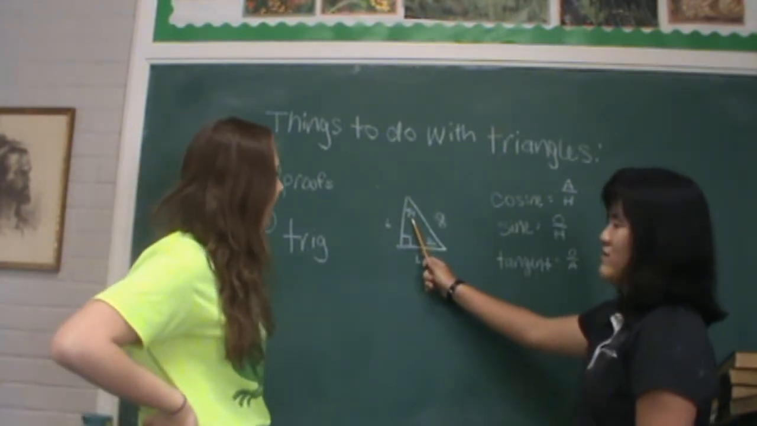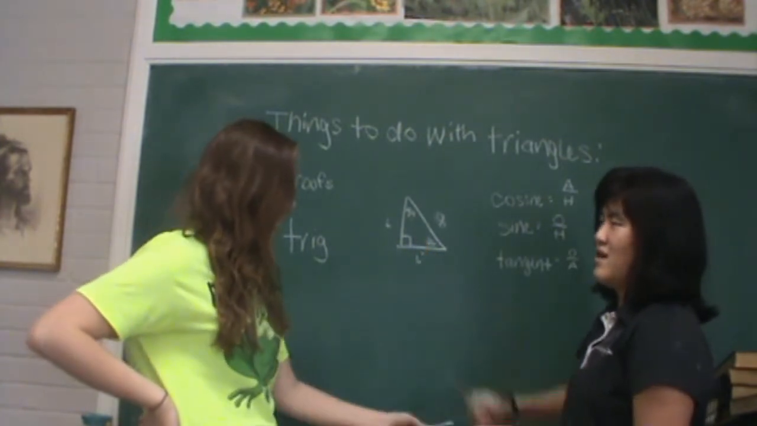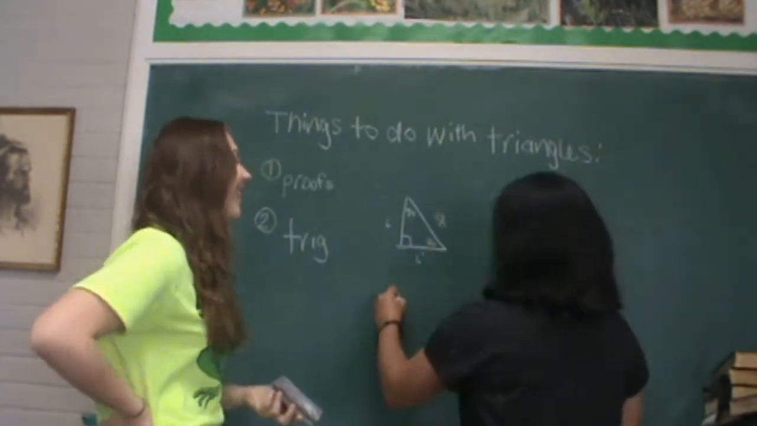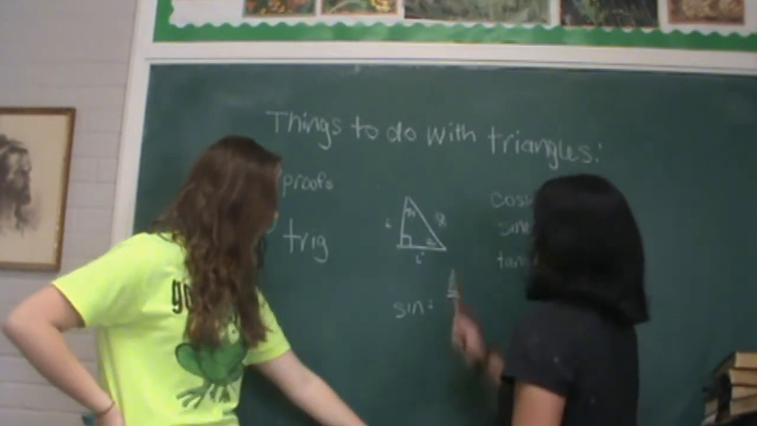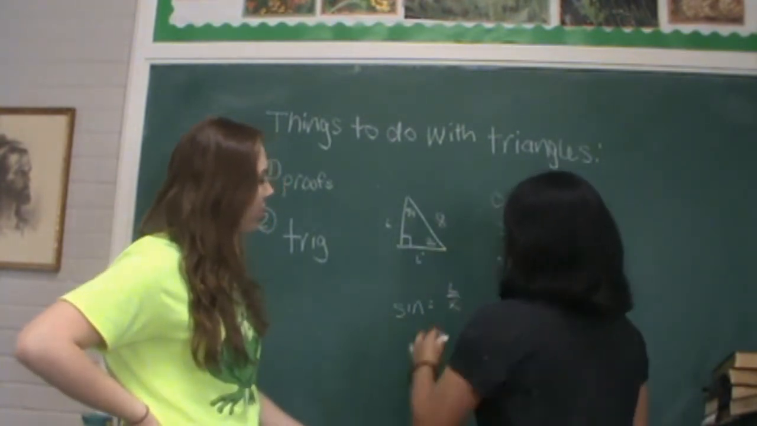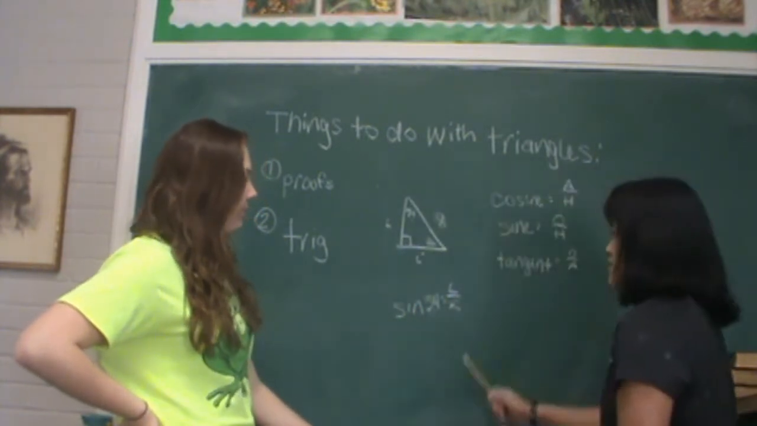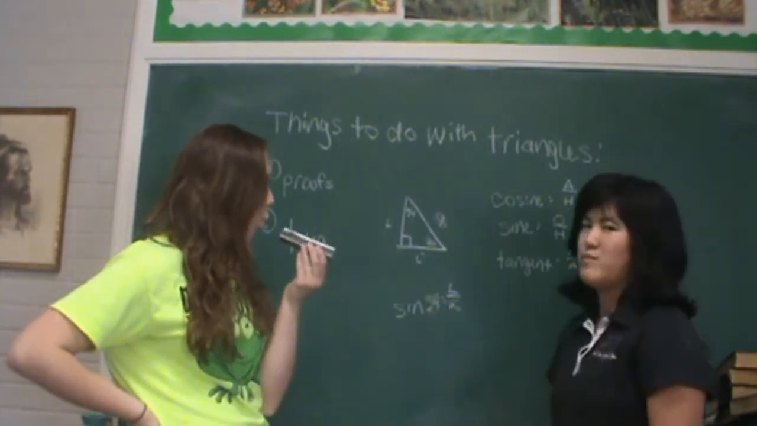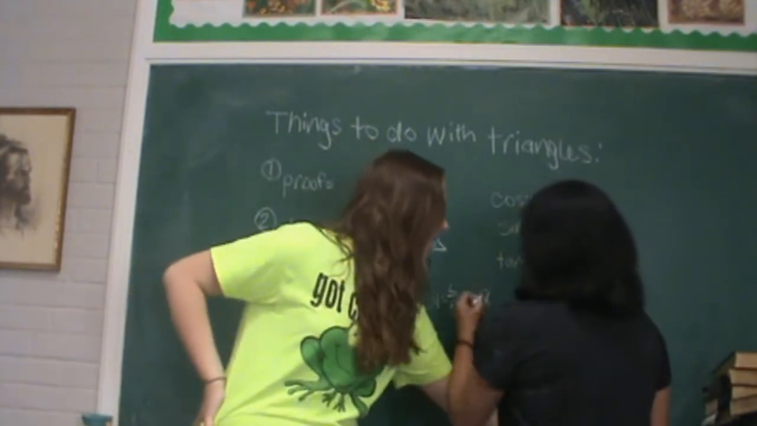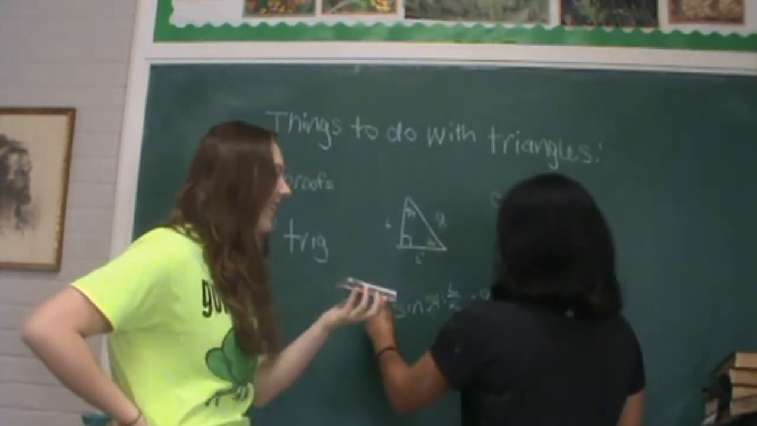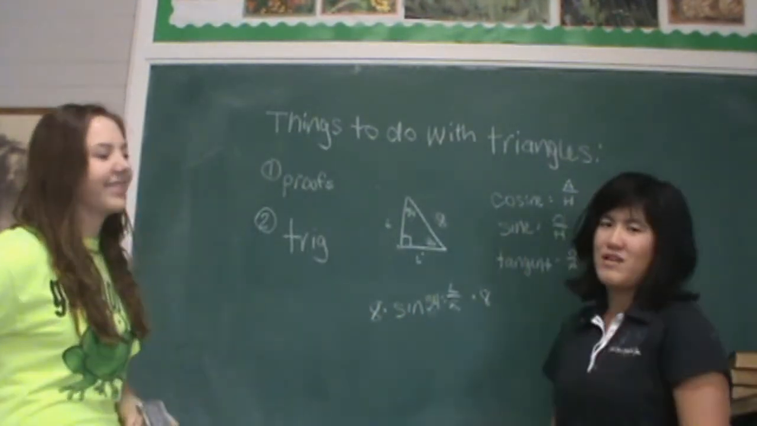Take this angle right here, 54. Opposite over hypotenuse. I'm pretty sure that's sine. Sine is opposite, so this leg over the hypotenuse. Oh wait, I did this wrong. Sine 54 equals the opposite leg, not the adjacent one, the opposite one, over the hypotenuse. Multiply each side by 8. Plug that in your calculator, and you have your answer.